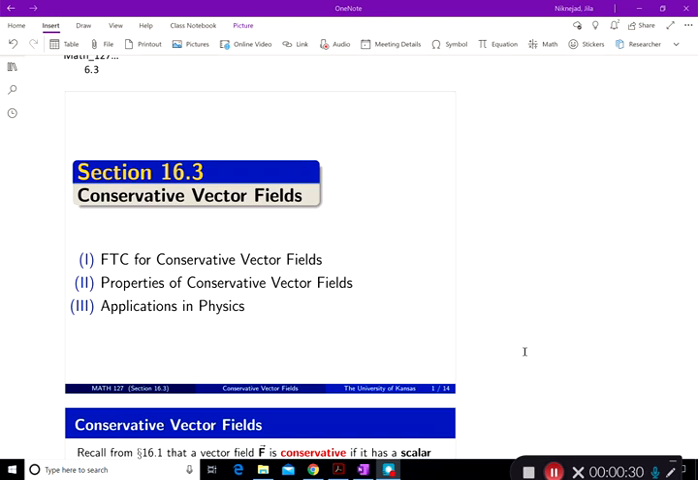And then there is a section on applications in physics, which is somewhat not mandatory. It's more optional.